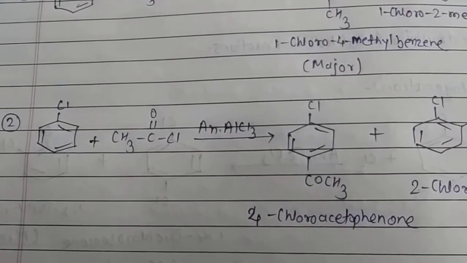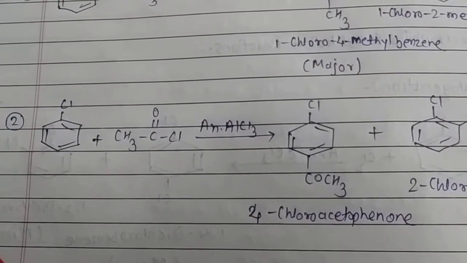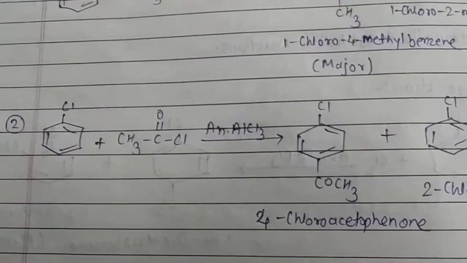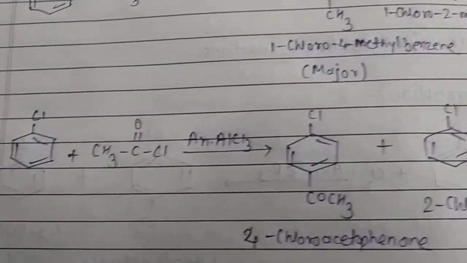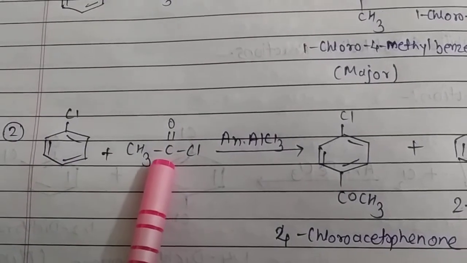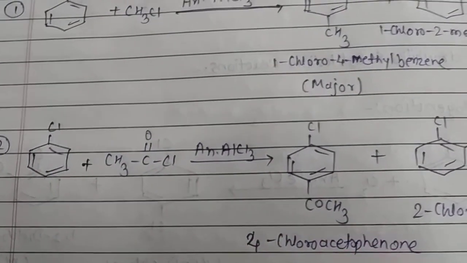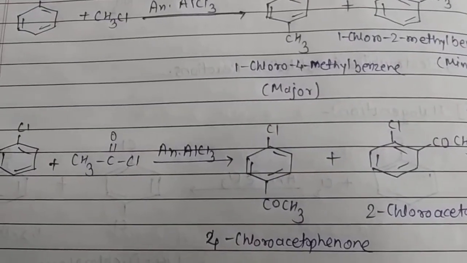Here the electrophile is COCH3. We know that the halogen possesses a partial negative charge, so the carbon possesses a partial positive charge, so this carbon acts as the electrophile here, so COCH3. So 4-chloroacetophenone is the major product here.